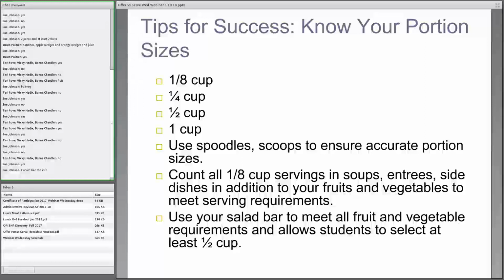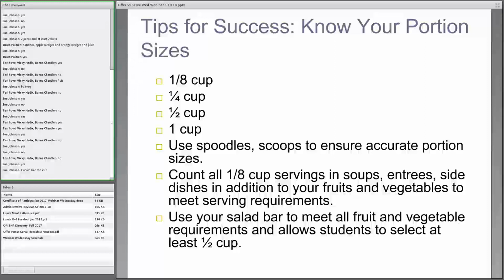If you have a salad bar, you can use your salad bar to meet all of your fruit and vegetable requirements, and most students are able to get at least half of a cup going through a salad bar. Don't be afraid to count the fruit or veggies in your entrees, like your spaghetti sauces, your soups, things like that. You can count your fruit or vegetable in that. So that might help you a little bit.